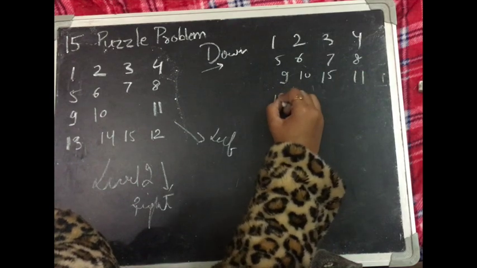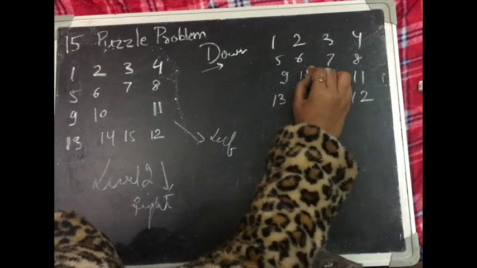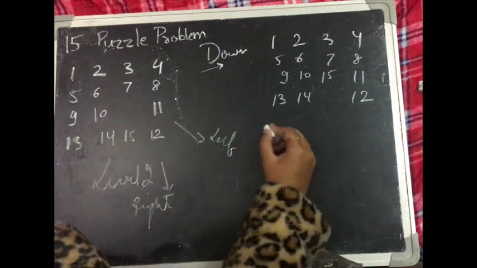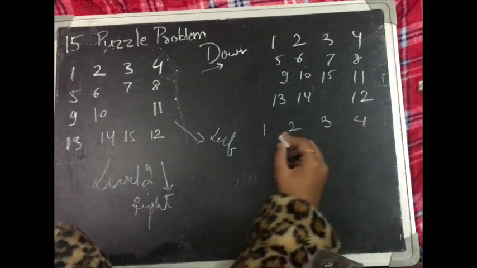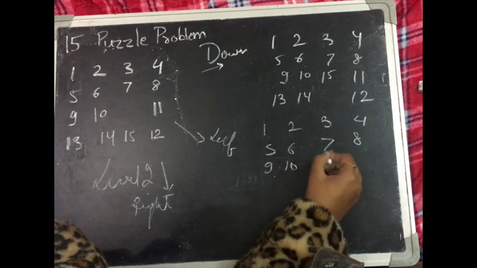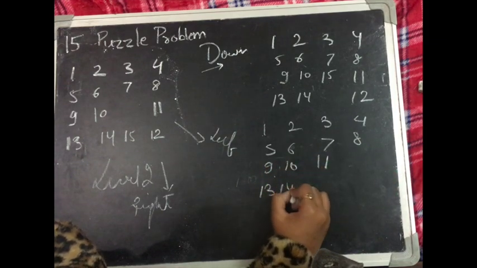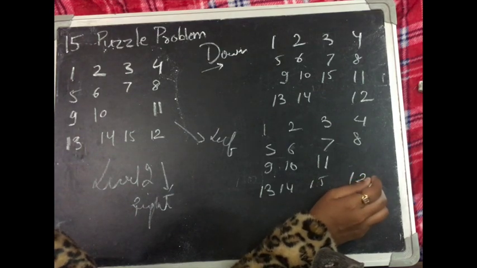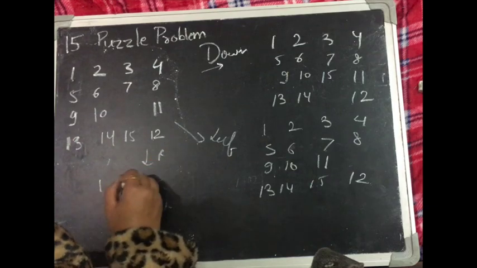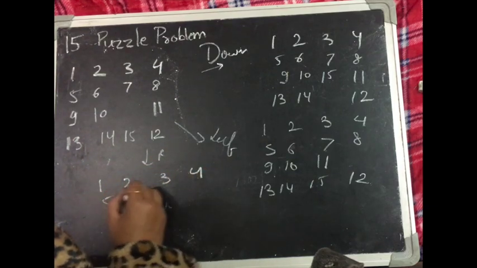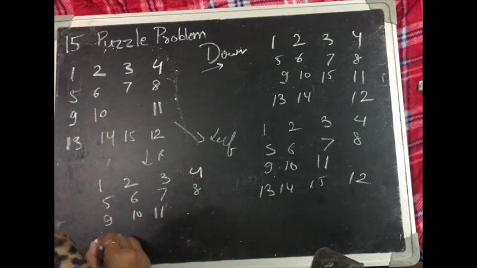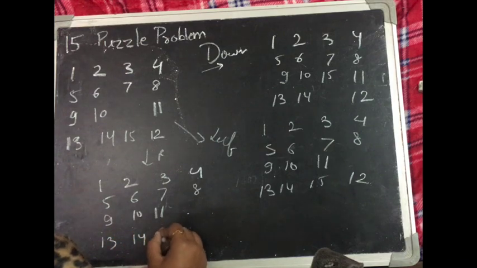11 will come here, then 13, 14 and 12. And when I do left, the gap has to move this side. So 1, 2, 3, 4, 5, 6, 7, 8, 9, 10, 11, gap, 13, 14, 15 and 12. Similarly, I do for the right. So when I do right, I get 1, 2, 3, 4, 5, 6, 7, 8, 9, 10, 11, gap is here. And then 13, 14, 15 and 12.